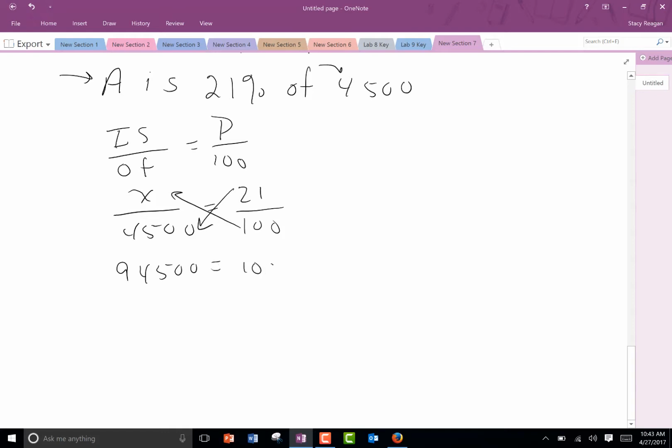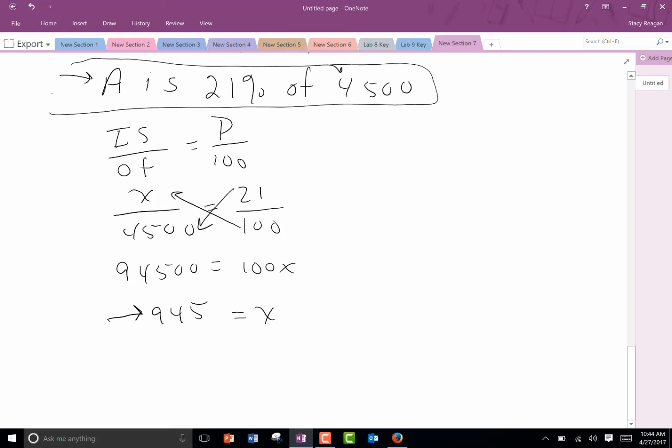100 times X is 100X. Divide both sides by 100, and I get that X is equal to $945. So if I make $4,500 a month, they're going to charge me $945 in taxes if it's at a 21% rate. All you're doing is taking this sentence and matching up the things from the word problem in the sentence. That's going to be the hardest part.